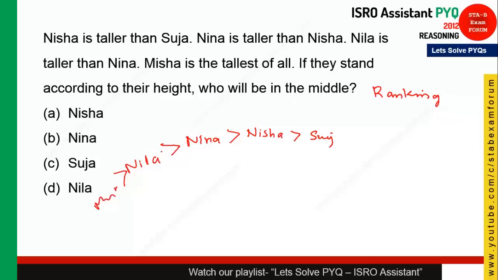According to their height, who is in the middle? So these two from the front, these two from the back. So Nina is in the middle. So option B is the right answer.